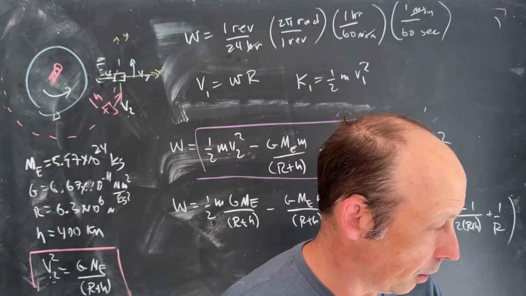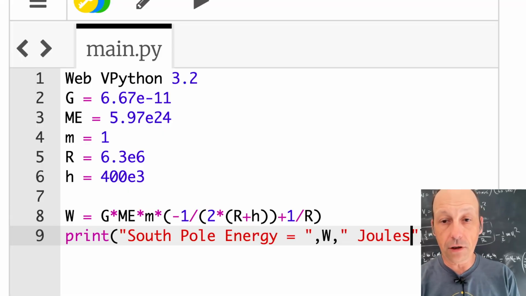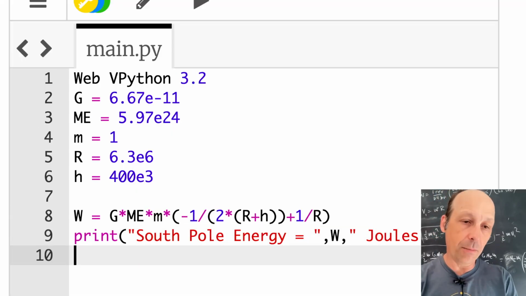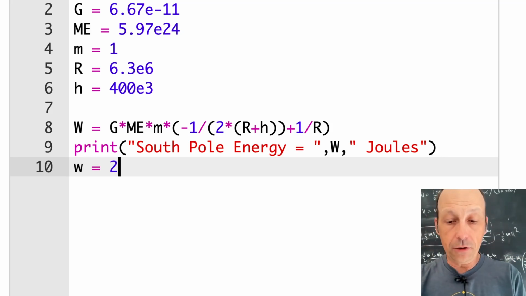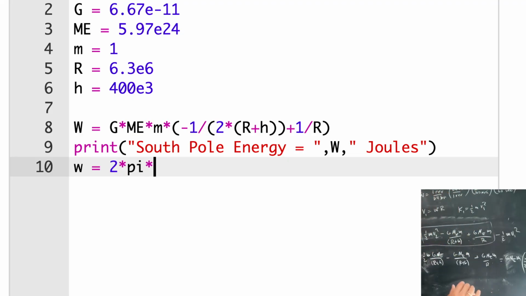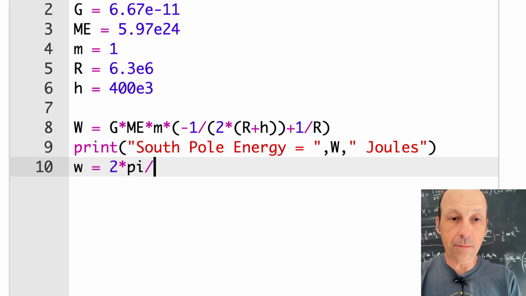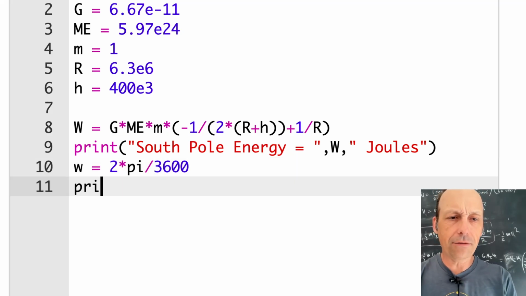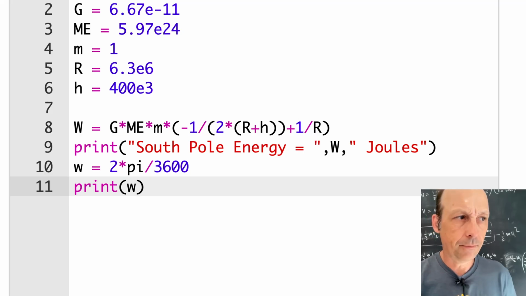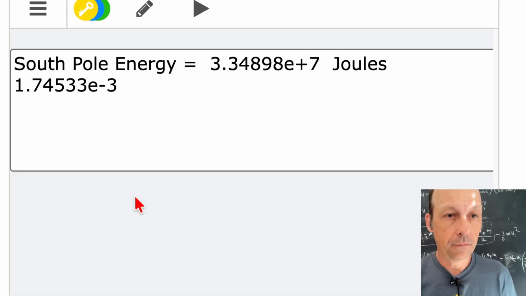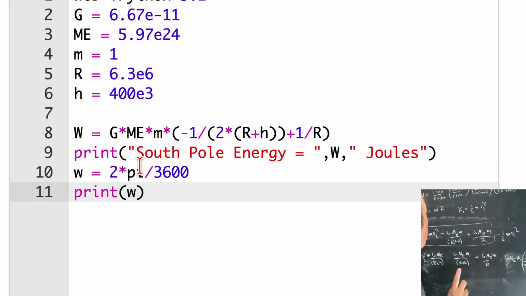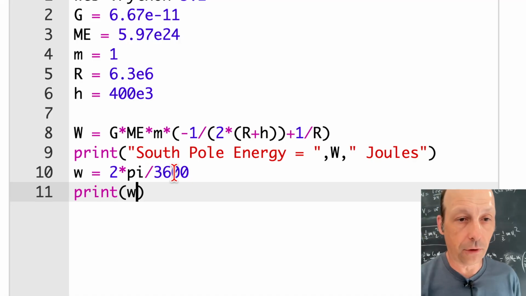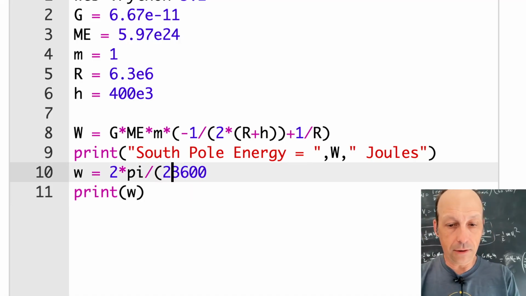Switching to Python, here we go. Let's first calculate omega. I'm going to call it w, even though it's a lowercase w, for omega. I don't want to type out omega. It's going to be 2 times pi divided by 60 times 60, which is 3,600. Let's print that, because I know what it should be, but I want to make sure I get the right answer. That's in radians per second. I think that's wrong. Oh, I forgot the 24. I have to divide that by 24 too. That's why.